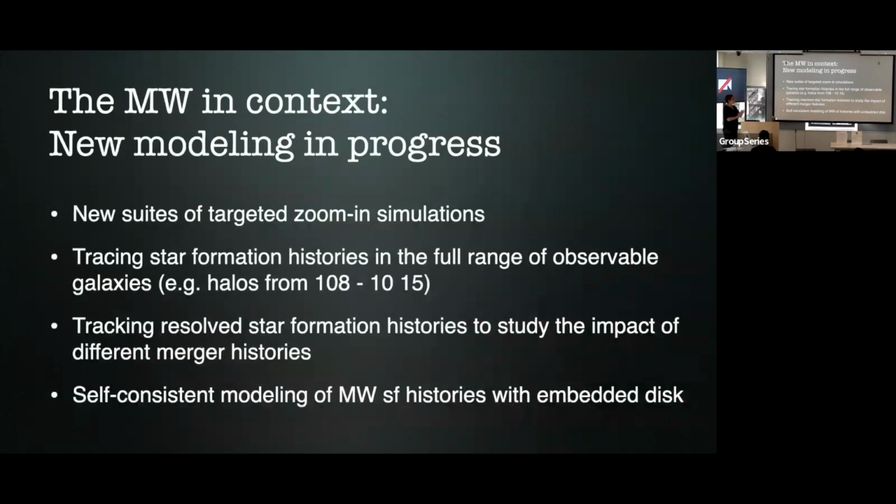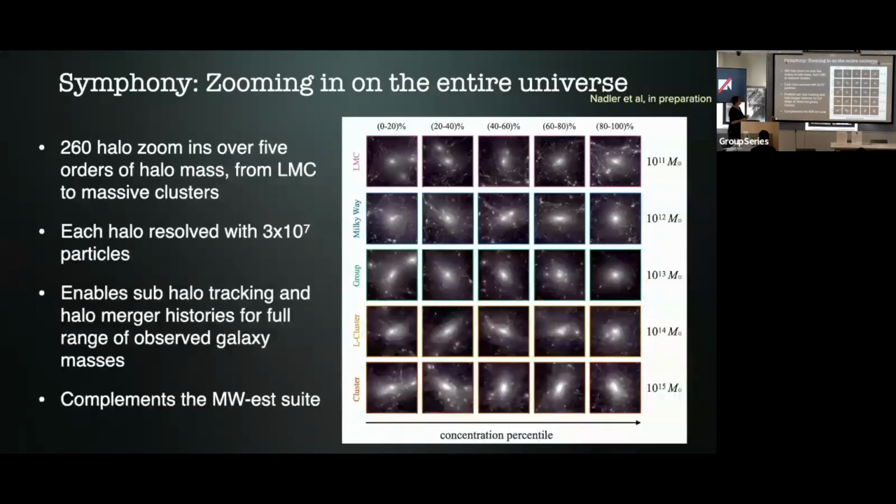So I mentioned, there are 2 suites of targeted zoom-in simulations that we're doing. One is the Milky Way tuned ones that I mentioned, and the other is a suite of simulations that spans a really large mass range. So we go all the way from the LMC up to 10^15 solar mass clusters. Actually, 2 of these samples were previous PhD theses in my group, but we've now fleshed out the whole mass range. And I think this is really exciting because what it enables us to do is track the merger histories and the subhalos that build up all of these galaxies.